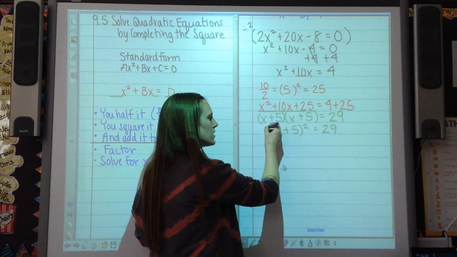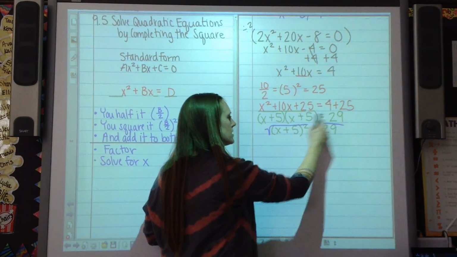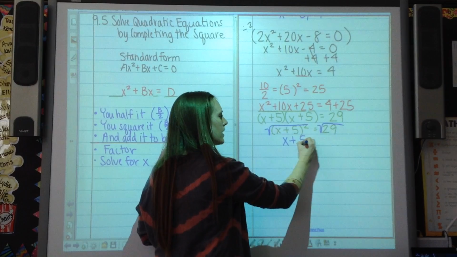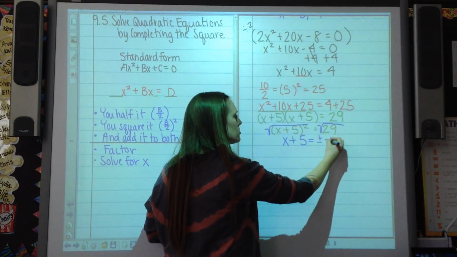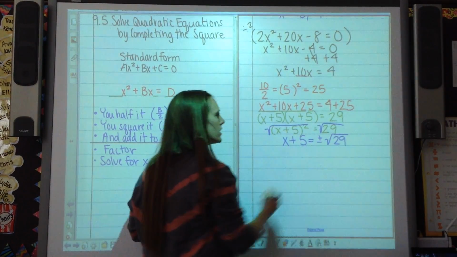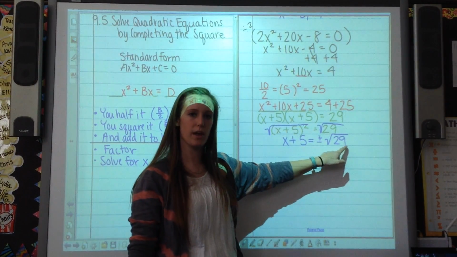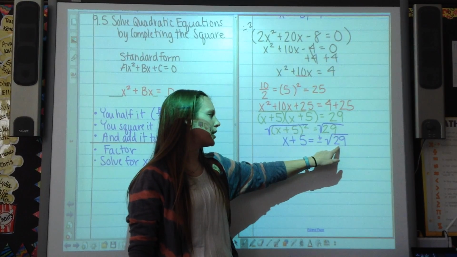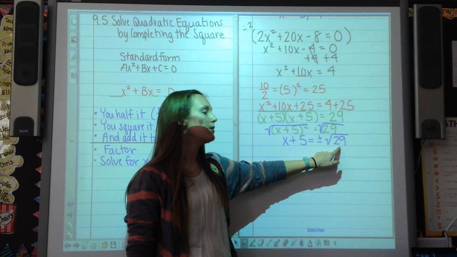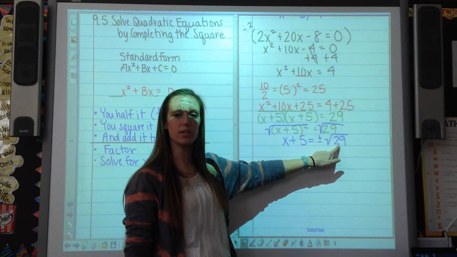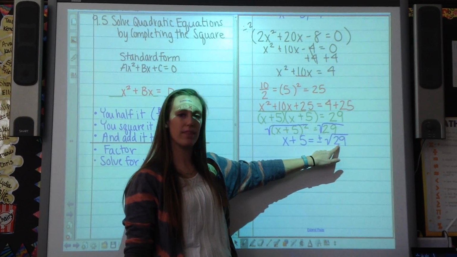Okay, the opposite of a square is the square root. The square root eliminates the squared, so I'm left with x plus 5. This time, 29 is not a perfect square. In the past 2 problems, you've had a perfect square here where you're going to be able to do this in your head. At this point, do not find the square root of 29 because then you're going to have to round to a decimal and we don't want that yet.